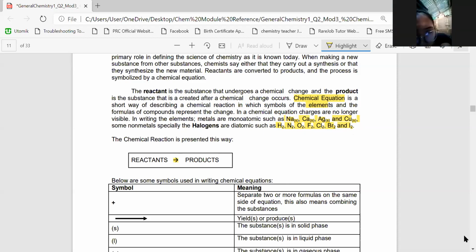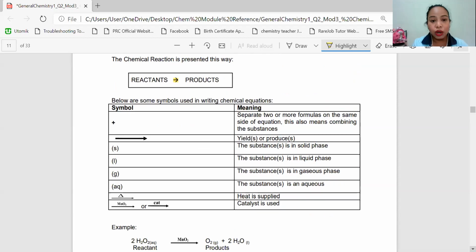So there are other symbols that we use in writing chemical equation. The plus sign. The plus sign separates the two formulas that you combine either in reactant or in the product. The arrow means yield or produce. S means solid. Liquid for L. G for gas. And if it is water soluble, it is AQ or aqueous. And if you see this arrow with a triangle above, it means there is heat supplied.